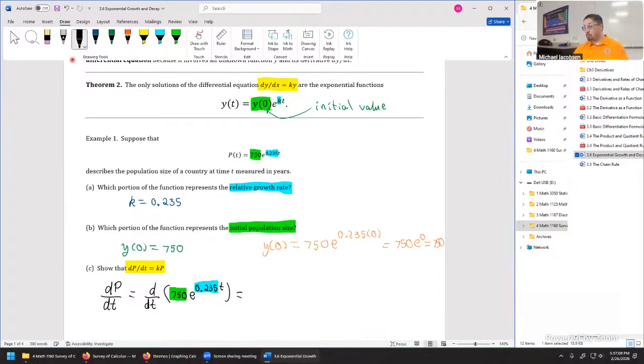So let me do these rules one at a time. We can say that this is 750 times d dt of e to the power 0.235t. So if we take that step there, all I've done is the constant multiple rule. The derivative of a constant multiplying a function is the constant multiplying the derivative of the function, as we now have on paper.